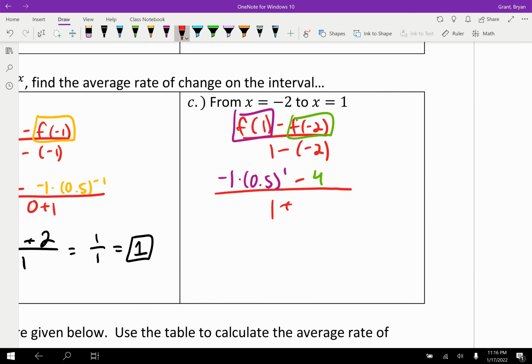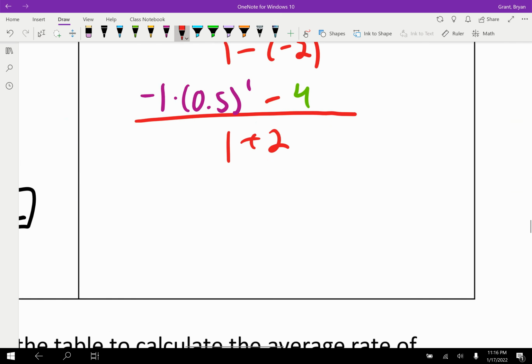And then this is 1 plus 2 in the denominator. All right, 1/2 to the first is 1/2 times negative 1. Half of negative 1 I think is negative 1/2. So we end up with negative 1/2 minus 4. And then 1 plus 2 I believe becomes 3.